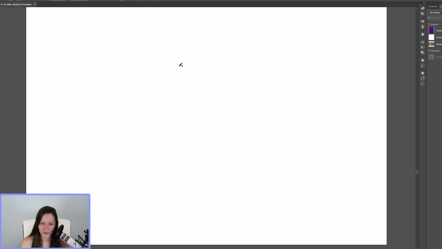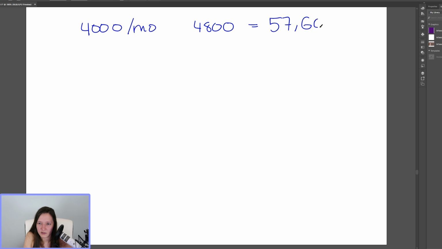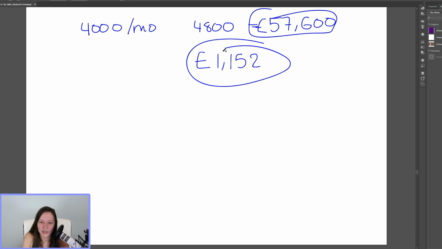So quick example, let's say you invoice £4,000 per month, and that doesn't include VAT, so let's add the VAT on. So £4,800 including VAT per month, for the year is £57,600. That's your VAT inclusive turnover. So if we multiply that by 2%, we will get £1,152. So this is the amount you've got to spend on goods.